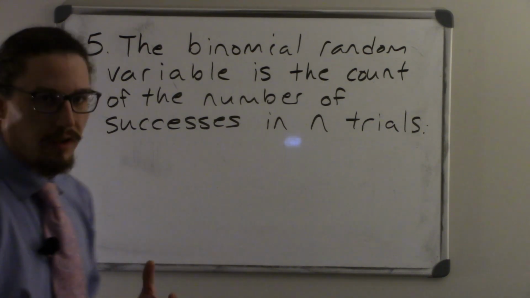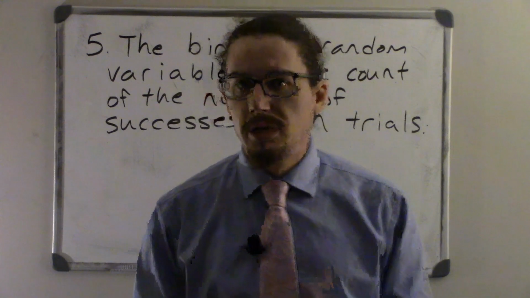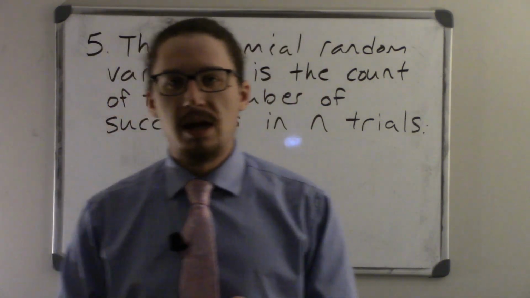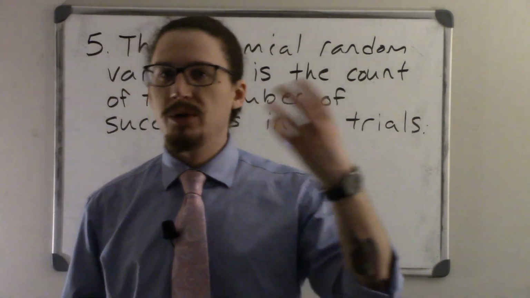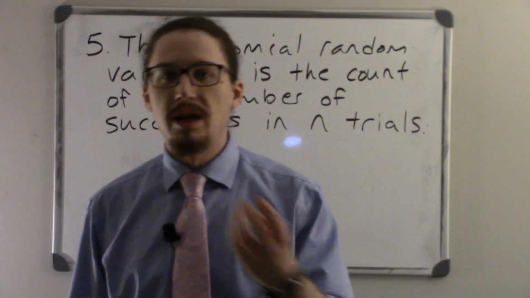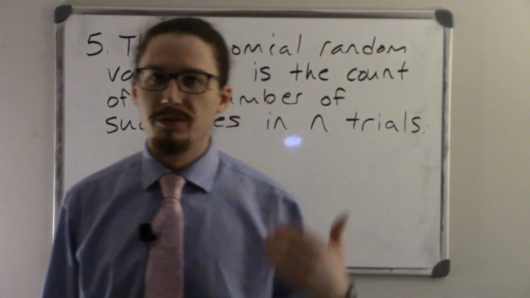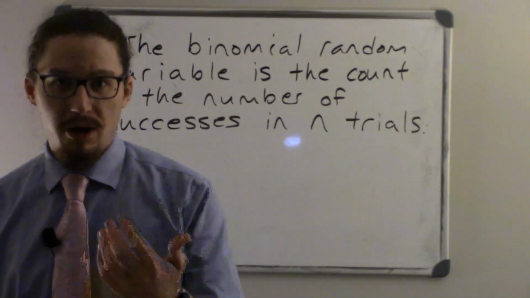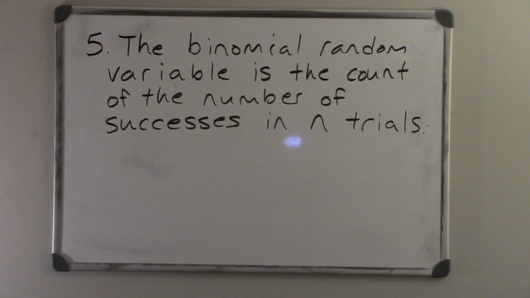Just to give a very brief example, let's say that we were going to flip a coin 3 times and see how many times we got heads, and we wanted to find some probabilities about that. So let's say we would define a success as a heads. We would flip the coin 3 times, and our random variable is just how many heads we got. So it could be anywhere from 0 to 3, and that would be our random variable. That is our 5th condition.